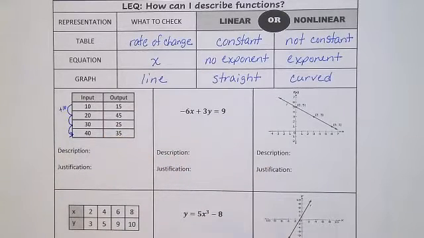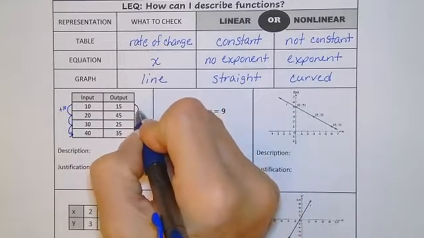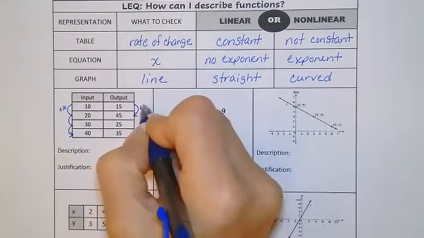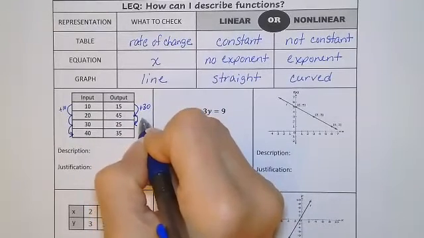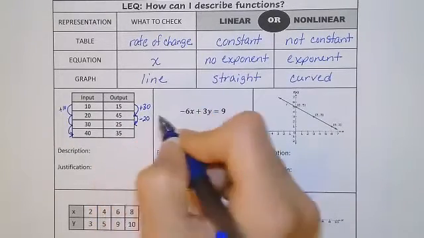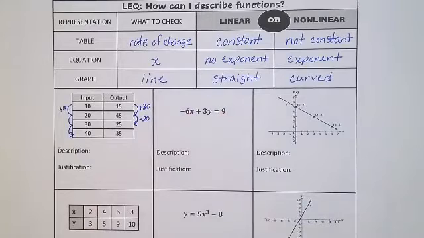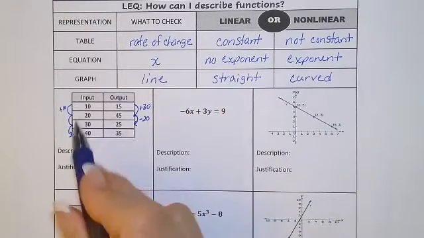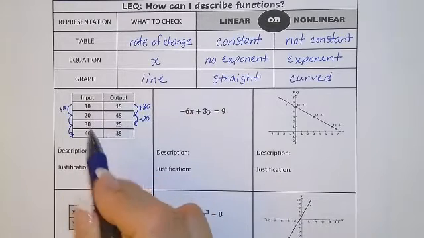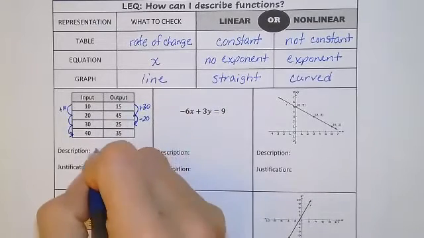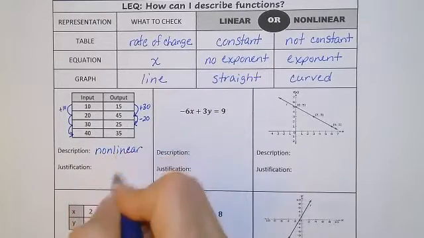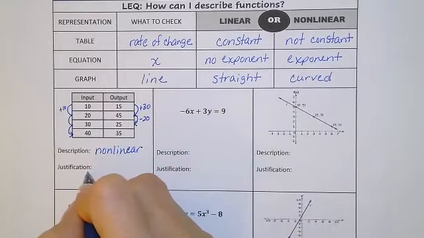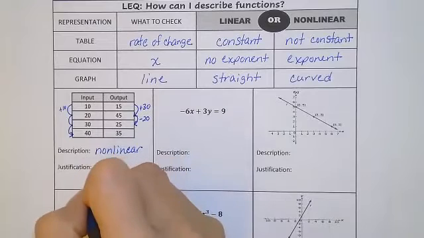Now we need to look on the other side. So from 15 to 45 is plus 30, and from 45 to 25 is a minus 20, decrease of 20. So there is definitely not a constant rate of change. So that means that this table, the function that it represents, would be nonlinear. In the justification, the rate of change is not constant.